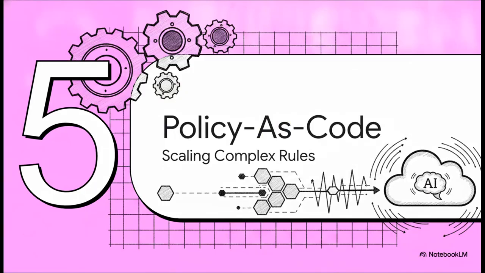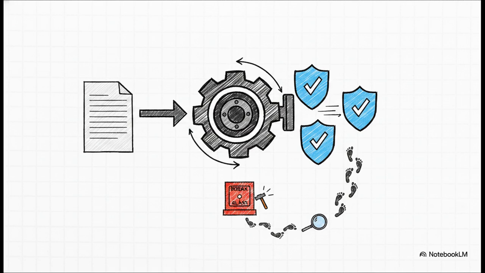All right, step 5, scaling with policy as code. Standard IAM policies are cool and all, but they are way too static for modern dynamic AI deployments. This is where an engine like Open Policy Agent, or OPA, comes in. It takes your static configuration files and turns them into executable dynamic logic.